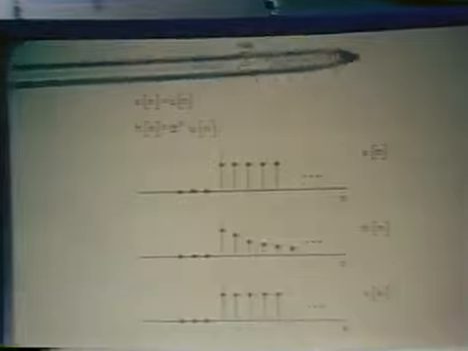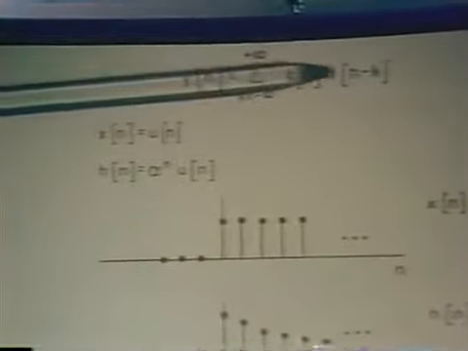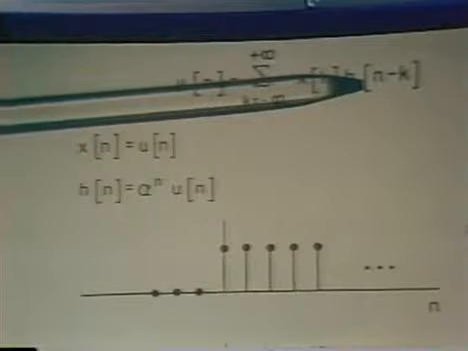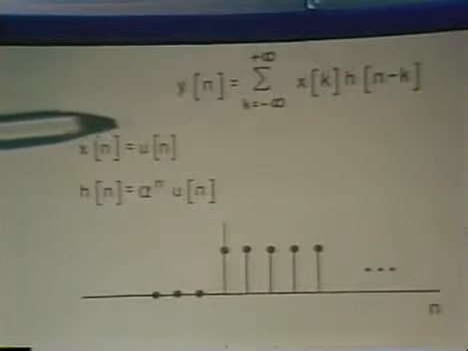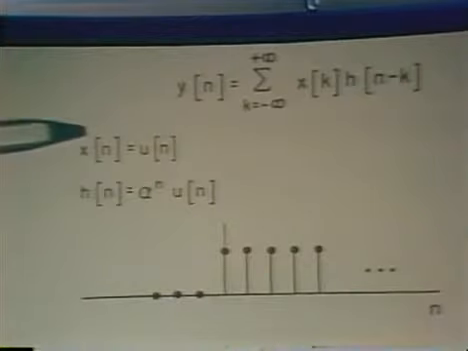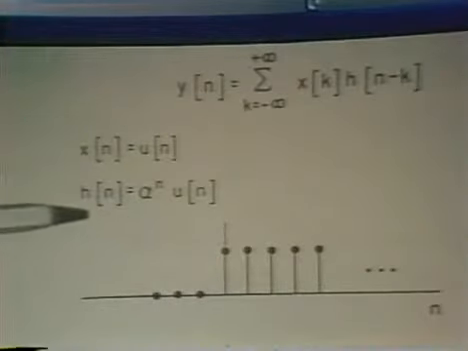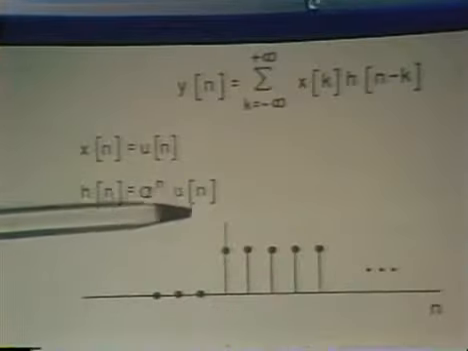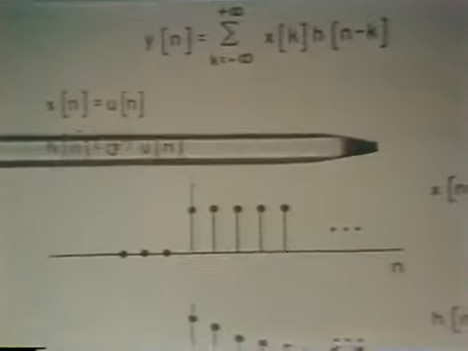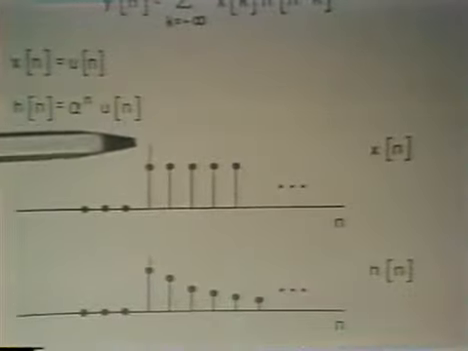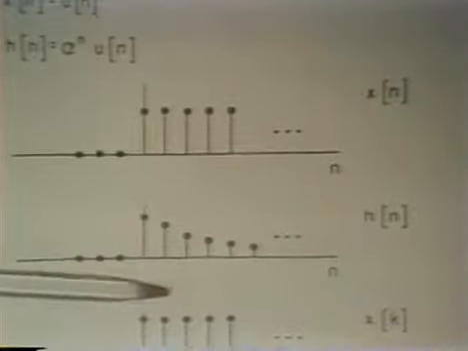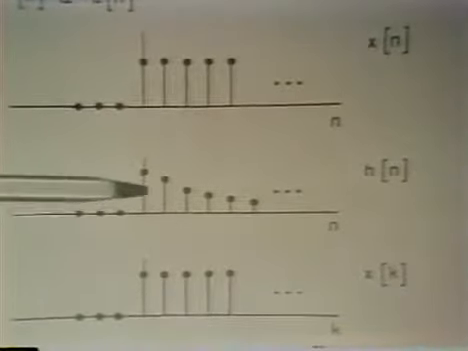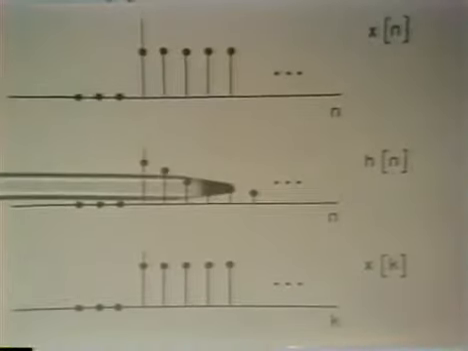So returning to the expression for the convolution sum, as I show here, the sum of x of k, h of n minus k. Let's focus in on an example where we choose x of n as a unit step and h of n as a real exponential times a unit step. So the sequence x of n is as I indicate here. The sequence h of n is an exponential for positive time and 0 for negative time. So we have x of n and h of n.